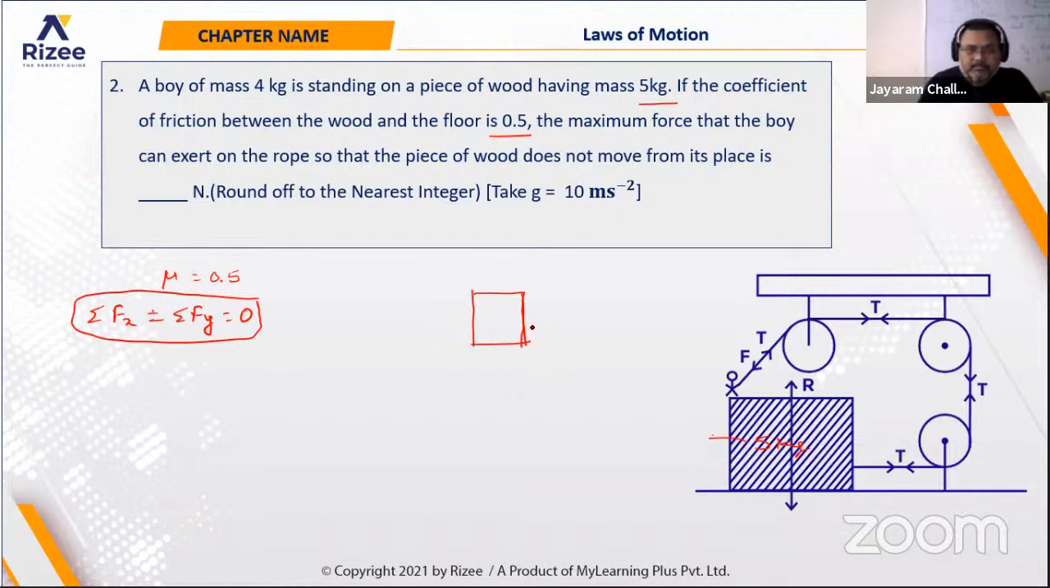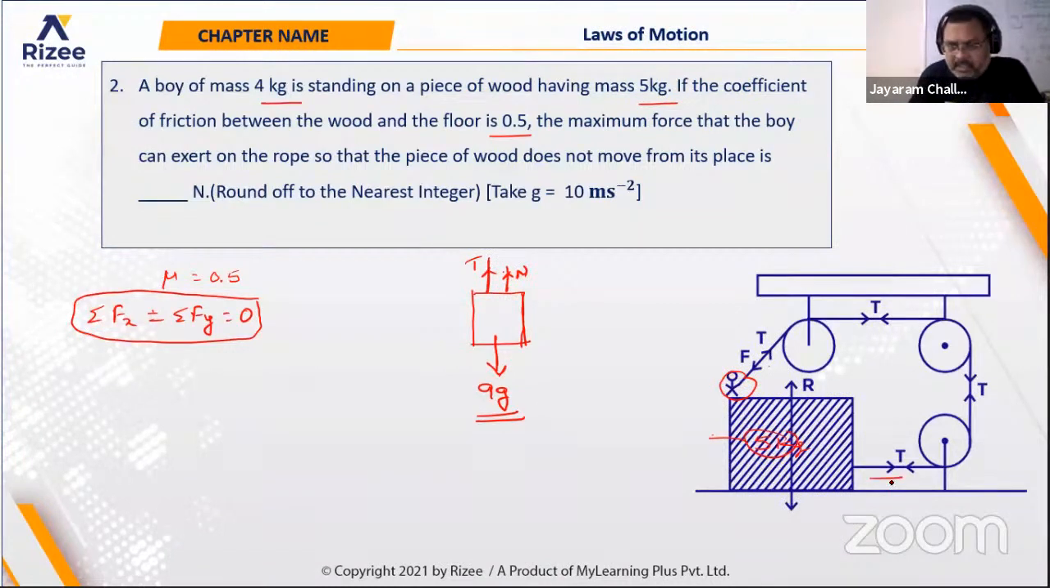So first, a boy of mass 4 kg is standing on the piece of wood. So the mass of the boy plus the mass of the wood, combined 9 kg, is acting in the downward direction. That means 9g will be acting in this direction. Then this is the tension in the string in the upward direction. Along with that, the normal reaction will also be in the upward direction. So these are the vertical forces.